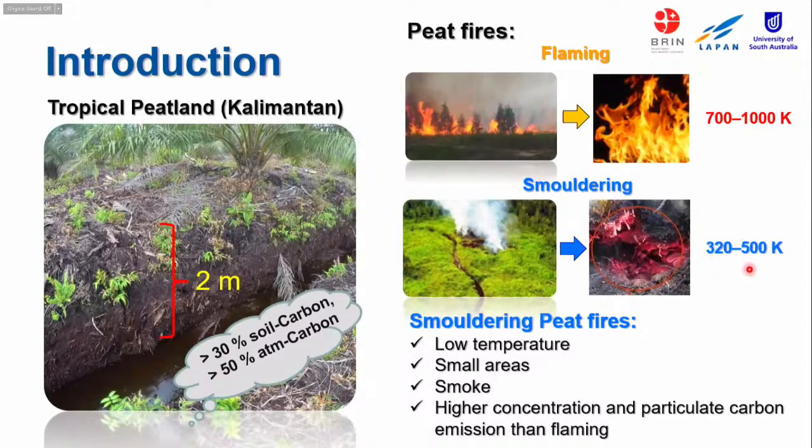And the smoldering has a lower temperature than flaming. It is below 500 Kelvin, while flaming is about 700 to 1000 Kelvin. It can last days, 2 weeks, a month, or even a year. And before it expands to a large area, we need to monitor the smoldering peat fires. That's the significance of the monitoring.